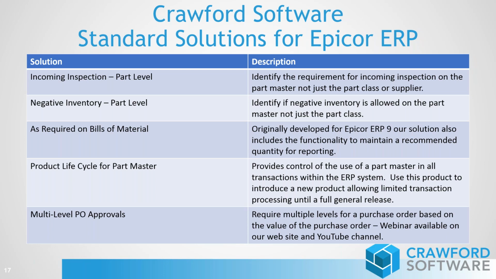Multi-level PO approvals is also out there, both for purchase orders and for purchase requisitions. Standard functionality says one release based on dollar amount. We have a sliding scale that you control, same type of setup menus we've shown. And the PO approval one is also another webinar you can see that we've already done. And you can set dollar thresholds, and it'll go through a workflow process to get multiple approvals as needed.